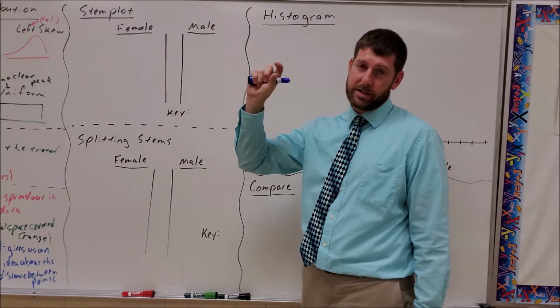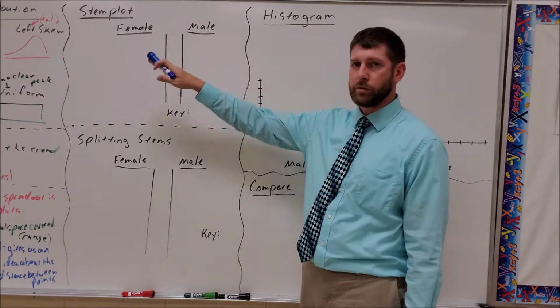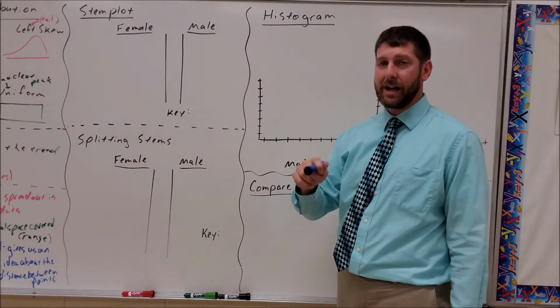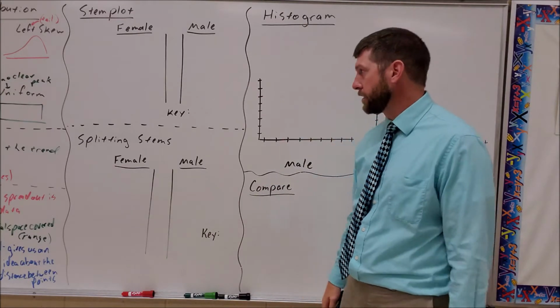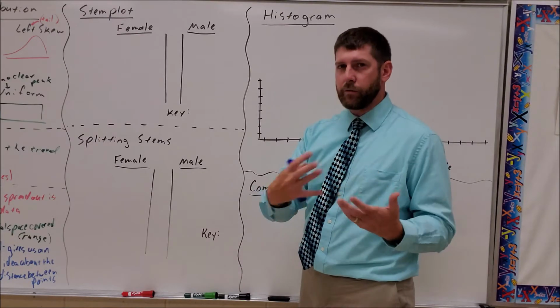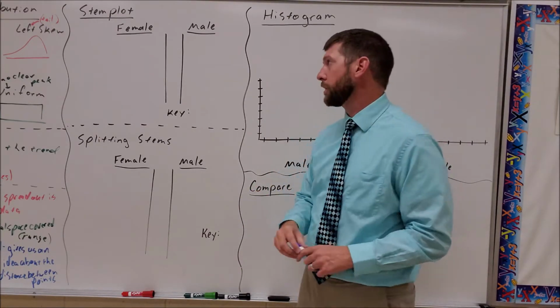A bunch of dots and stacks of 1 or stacks of 2 doesn't really show me much. But if we use these two techniques, a stem plot and a histogram, it'll give us a lot better idea of what the true shape of that distribution is. You should have had a little experience with both of these before, but we're going to go a little bit more in depth.